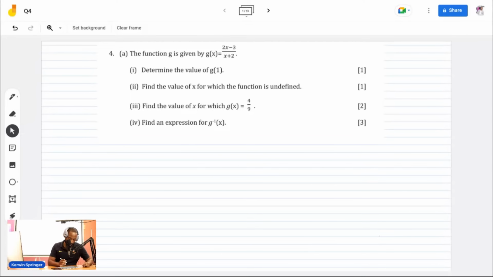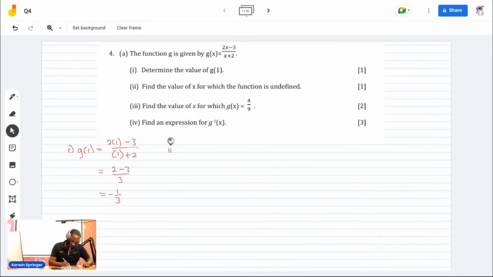So g of 1, for part 1 here, I'll be replacing anything that I see with x with 1. I'm being very careful about this, a delicate procedure. 2 by 1 is 2 minus 3, 1 plus 2 is 3, so 2 minus 3 is negative 1 over 3. That's the answer there. 1 mark.